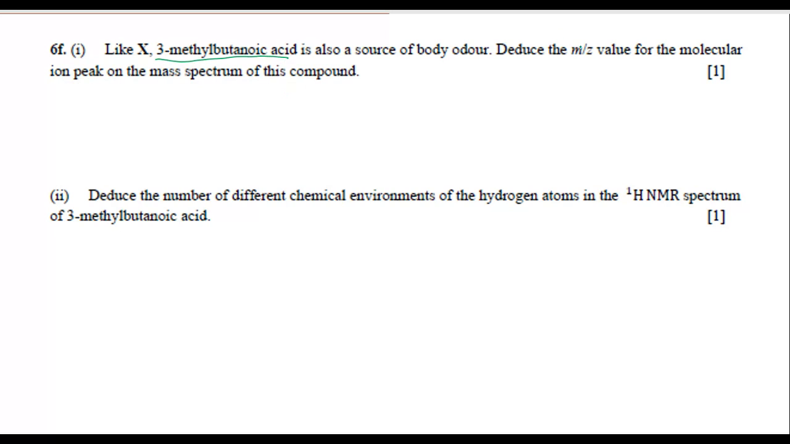We're going to figure out the molecular ion. This just means what's the molecular mass. So I am going to draw 3-methylbutanoic acid. So there's carbon 1, 2, 3, gets a methyl group, and hydrogens all around. Remember that carbon has a valence of 4. It always needs 4 bonds. So I'm going to add this up.